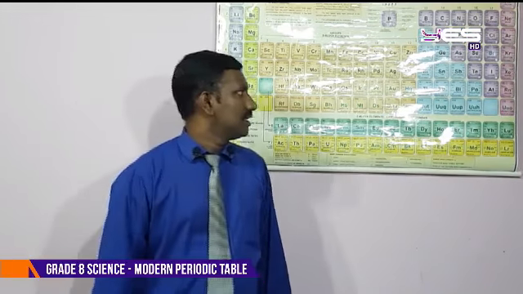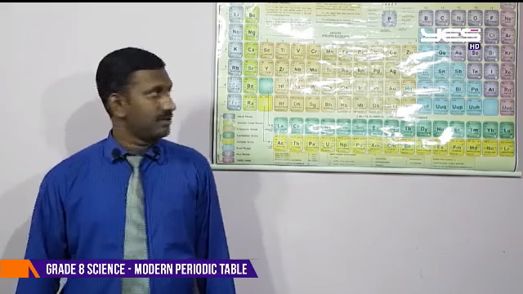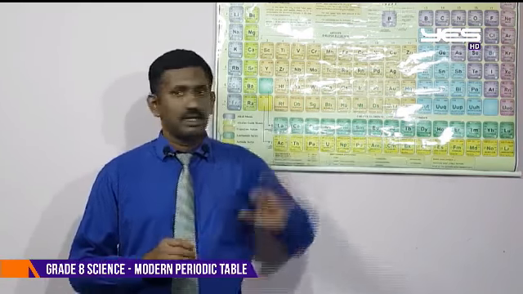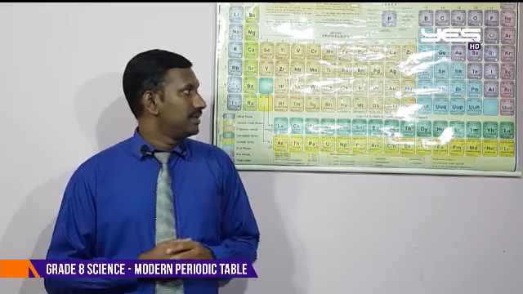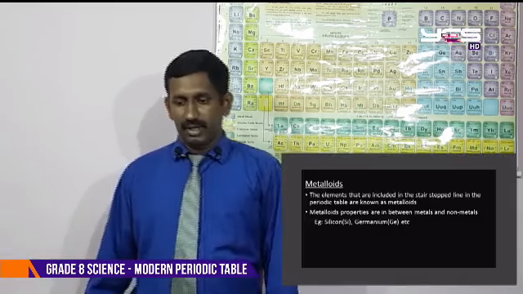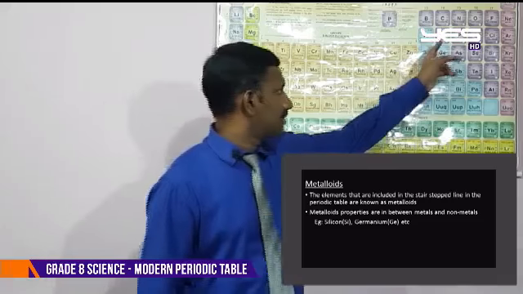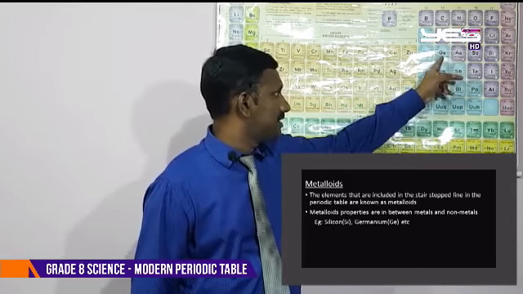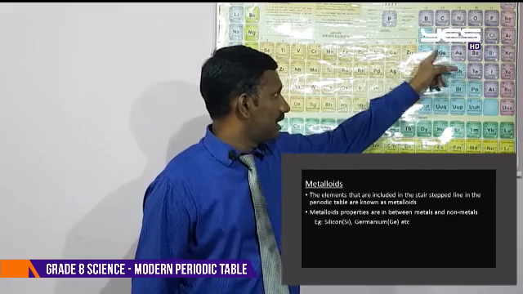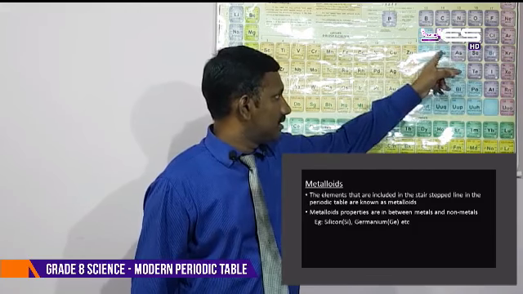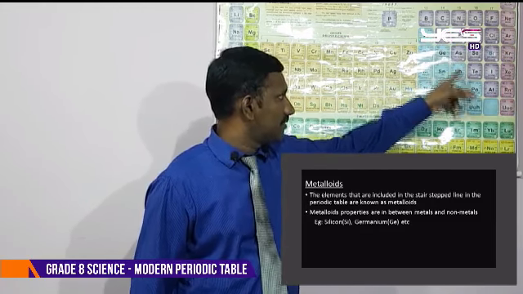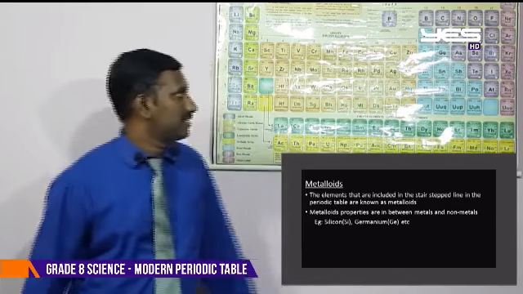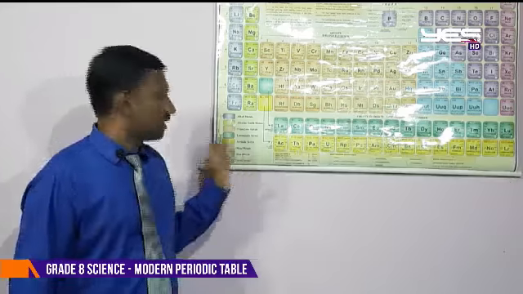Then there are some elements which have properties in between metals and non-metals. They are known as metalloids. For example, silicon and germanium, Si and Ge. There you can see the elements like a staircase, germanium, silicon, etc. These elements are known as metalloids.